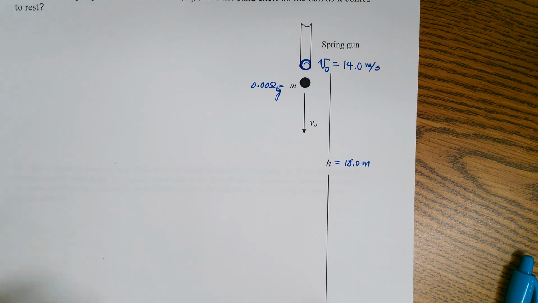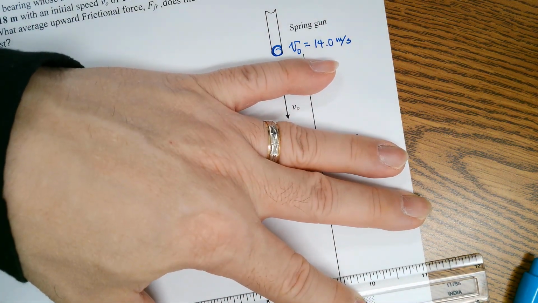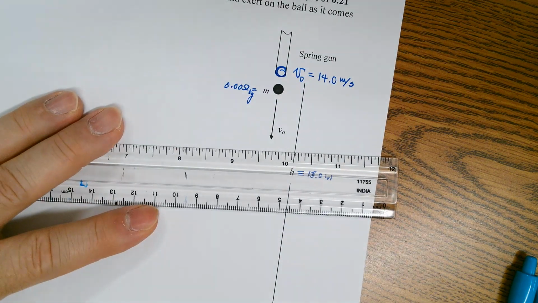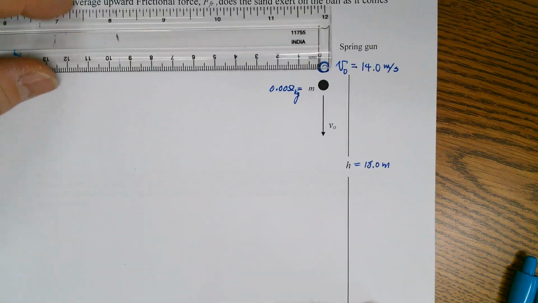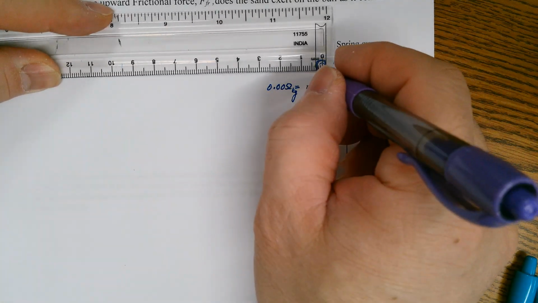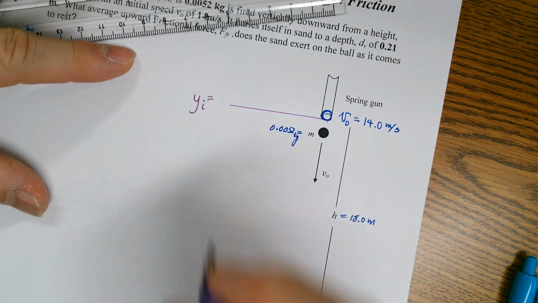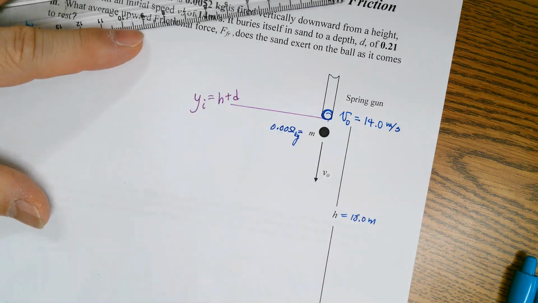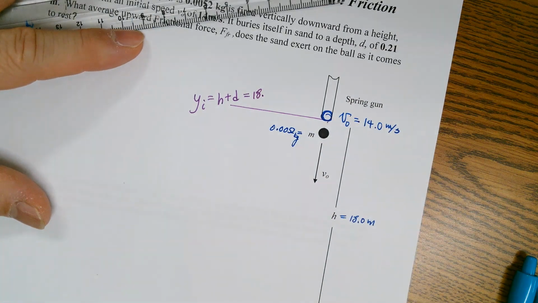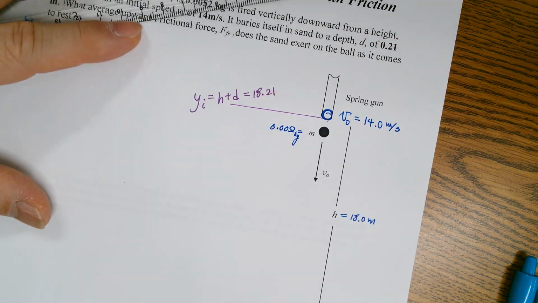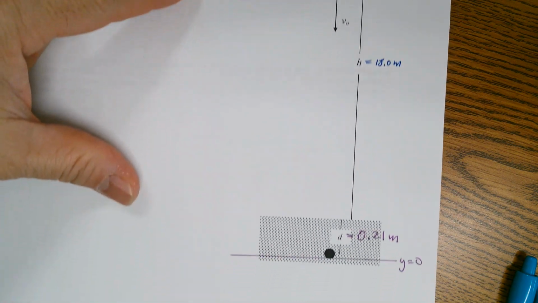So this here is our zero height. So this y is equal to zero here. So our y initial is equal to h plus d. Because if this is our zero, our initial height is then 18.21 meters is our y initial. All right?